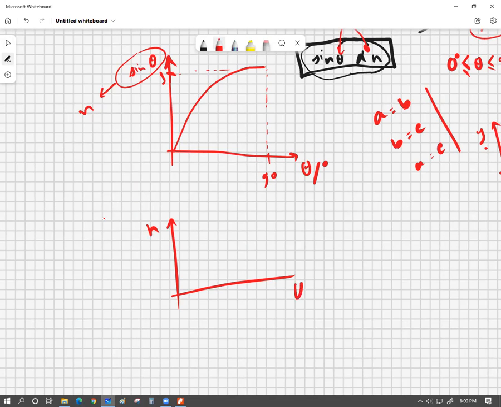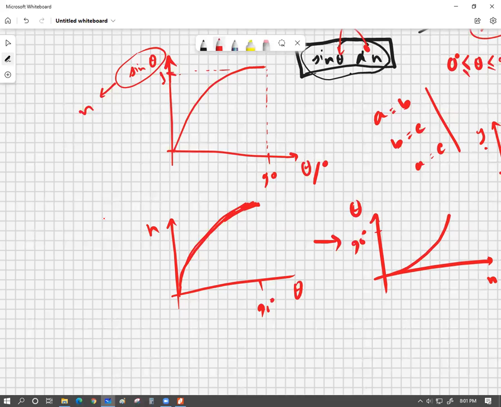N versus theta up to 90 degree. This graph is going to look like this. Now this n can have multiple different values. I'm not really bothered about that. So it's going to have a horizontal tangent at the end. If I flip the two axes, so I'm going to bring theta over here, n over here, basically I'm going to rotate the whole curve about the 45 degree line. So that's going to look somewhat like this. So let's say n over here and theta over here, and here is our 90 degree. And this is how the graph is going to look all the way up to 90 degree.